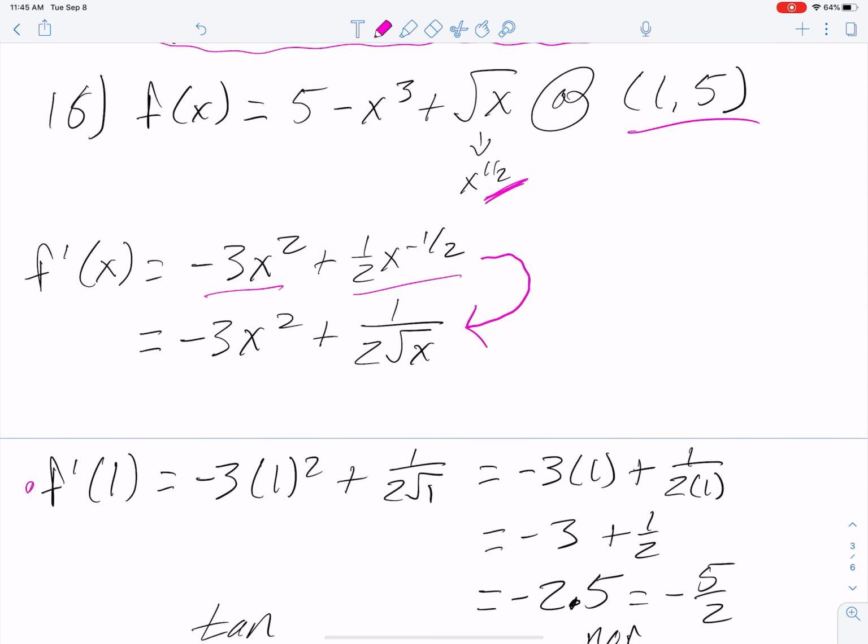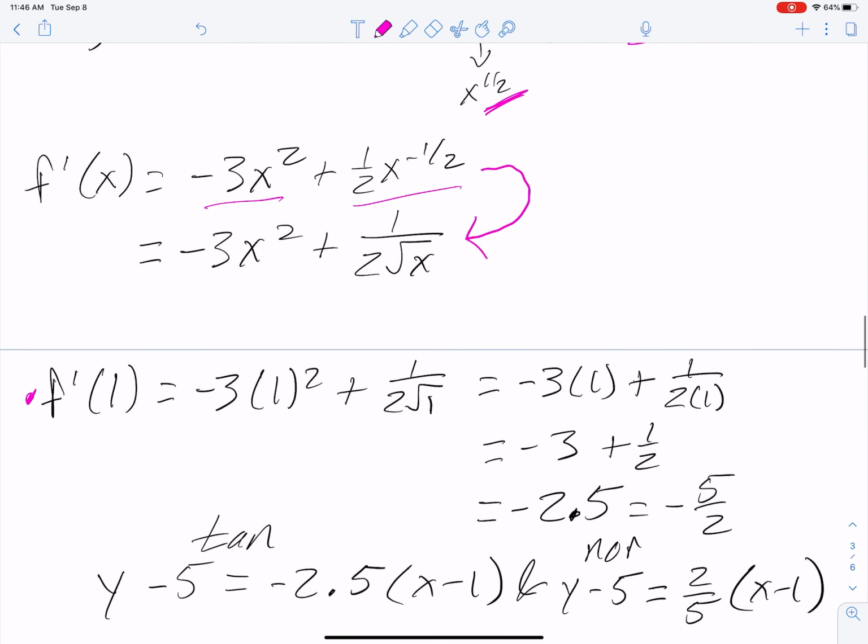Again, I was already given the y coordinate, so I'm just going to substitute into the derivative and come up with my value. And again, whether you want to work with the fraction or the decimal, that's up to you. For writing the normal line, I think the fraction makes things a lot easier. We can't leave decimals in fractions. So by the time I went to my normal line, I focused on my fraction.